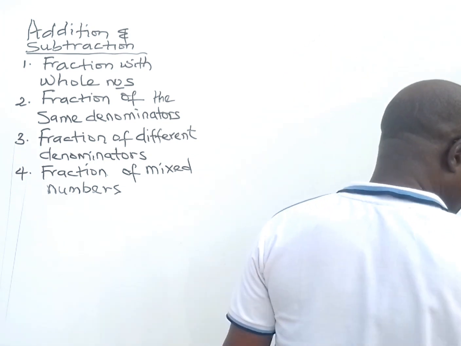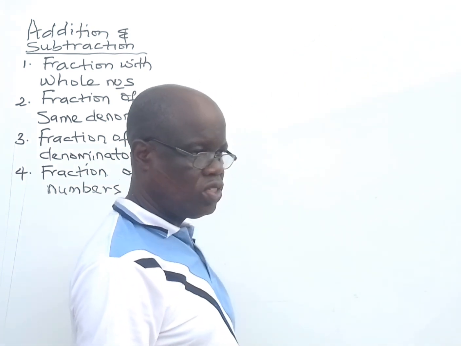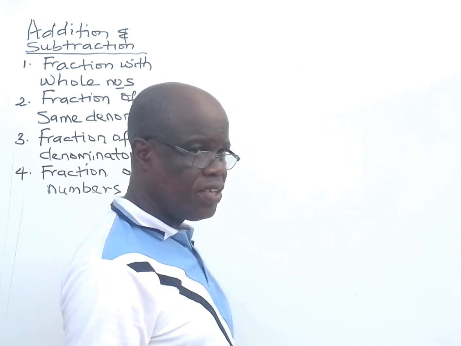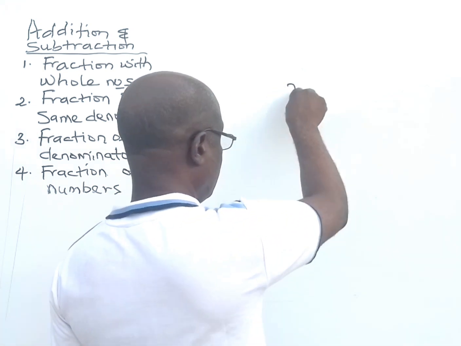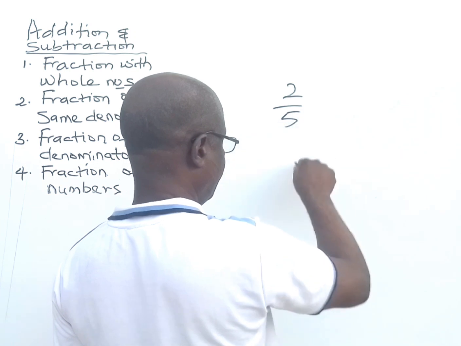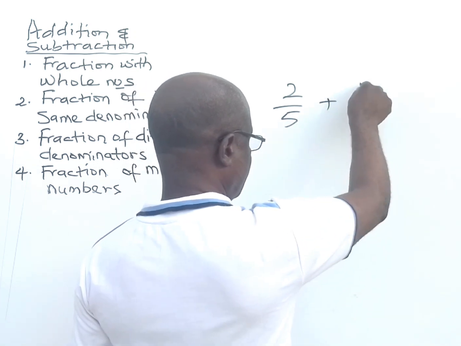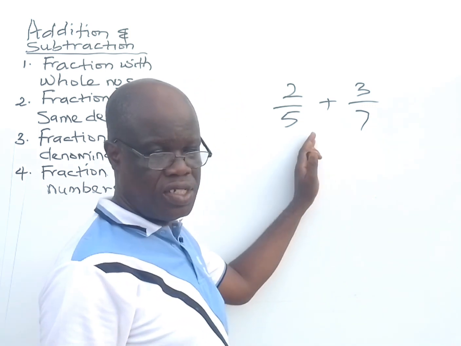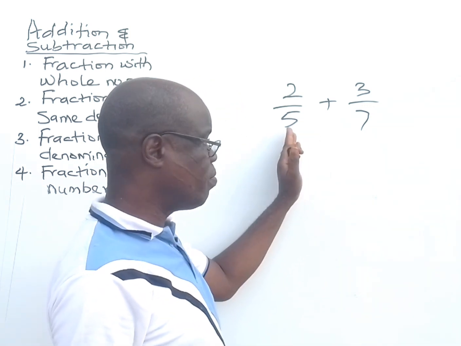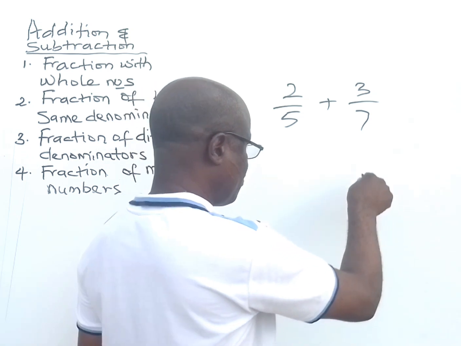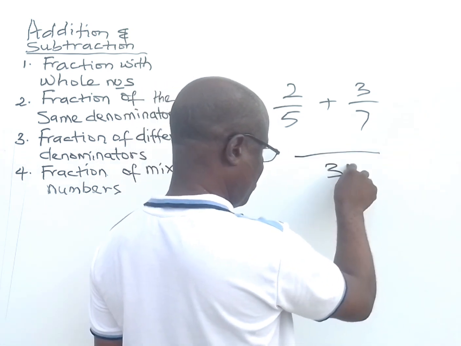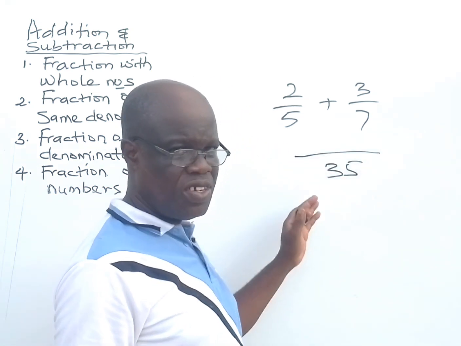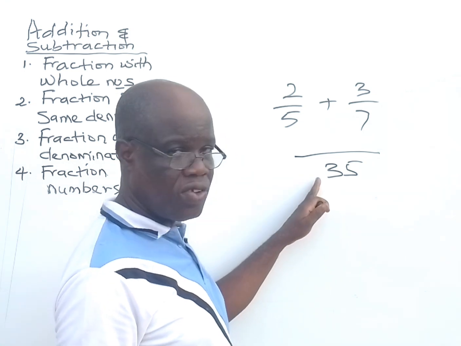Now, suppose you have different denominators. What do we do? In case of different denominators, suppose you have 2 over 5 plus 3 all over 7. What do you do in this case? You find the LCM of 5 and 7. The LCM of 5 and 7 is 35. Is anybody having doubt on this?